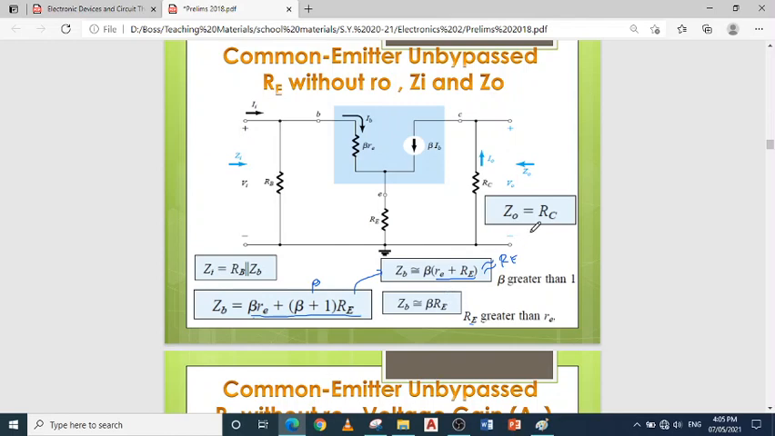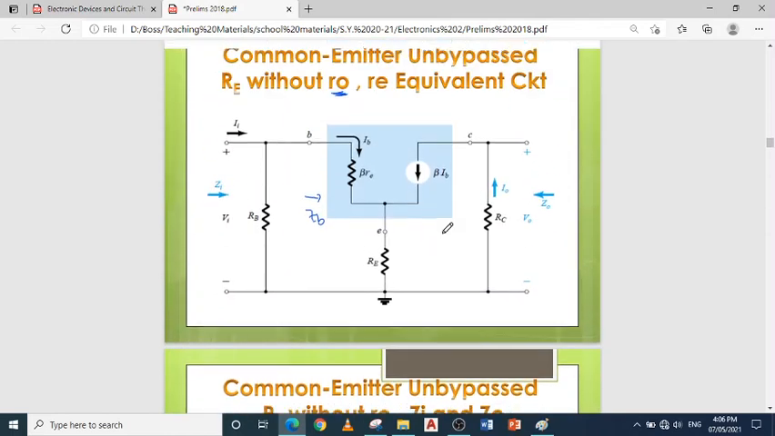And then ZO, same thing. ZO is just equal to RC. And ZI is RB in parallel with ZB. So, guys, if you hesitate to use approximations, it is better to use the exact formula. We already derived that earlier, but for the sake of discussion, let's derive it again.